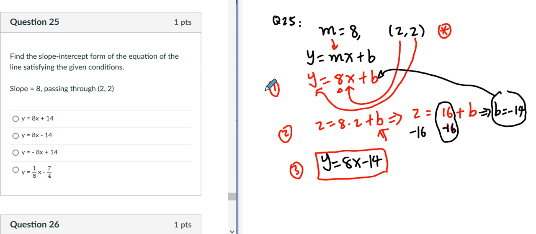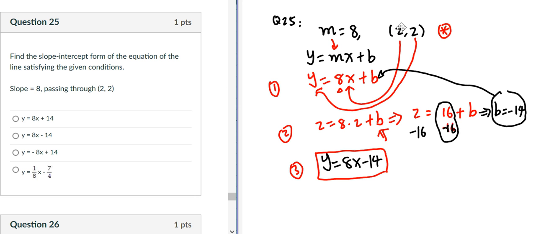Step 1, after we write out y equals mx plus b, that's the slope-intercept form, we can immediately plug in 8 into the equation, replace m with 8. So then we get y equals 8x plus b. Now, the problem is b. If we know b, then we will know the equation.